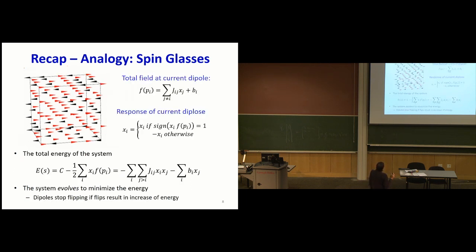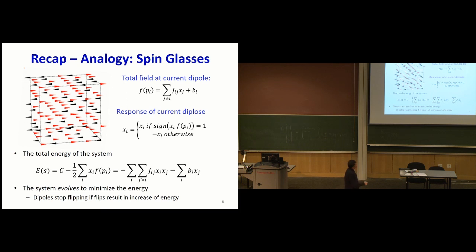So from the perspective of physics, here's how the system works. You have a total field at each location in the space, and the field is going to be a contribution of each of the dipoles. It's basically going to be the sum over all the other dipoles, all the dipoles in the medium, of the contribution of each of the dipoles. It's linear. And the contribution of any dipole is going to be inversely proportional to the distance from the dipole.